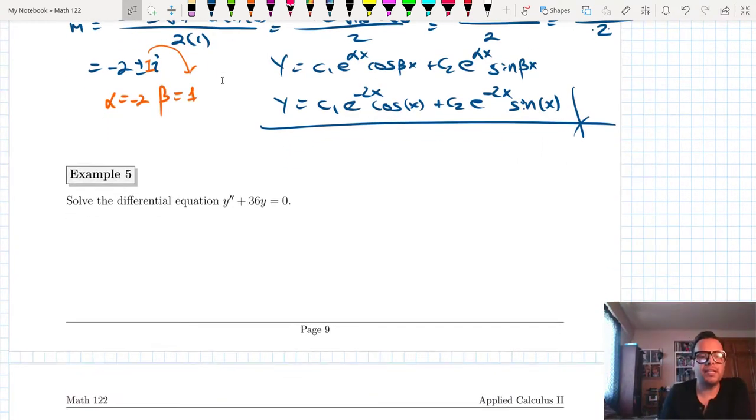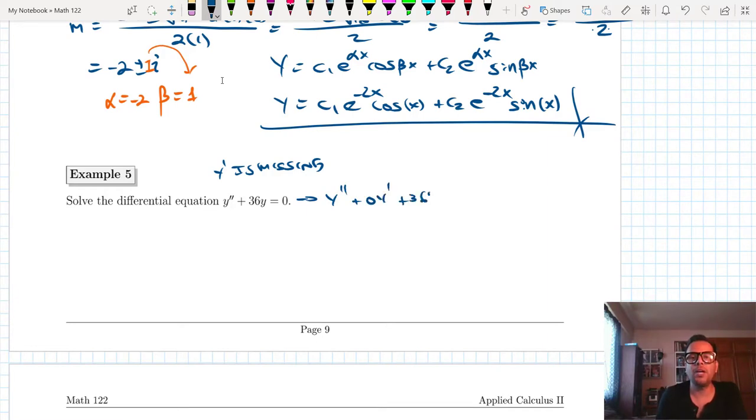What about number 5? Okay, let's convert this to the corresponding characteristic equation, but notice the y prime term is missing. So this is the same as saying y double prime plus 0y prime plus 36y equals 0. When we convert this to a polynomial equation, this will turn into m squared plus 0m plus 36, which is simply m squared plus 36 equals 0.